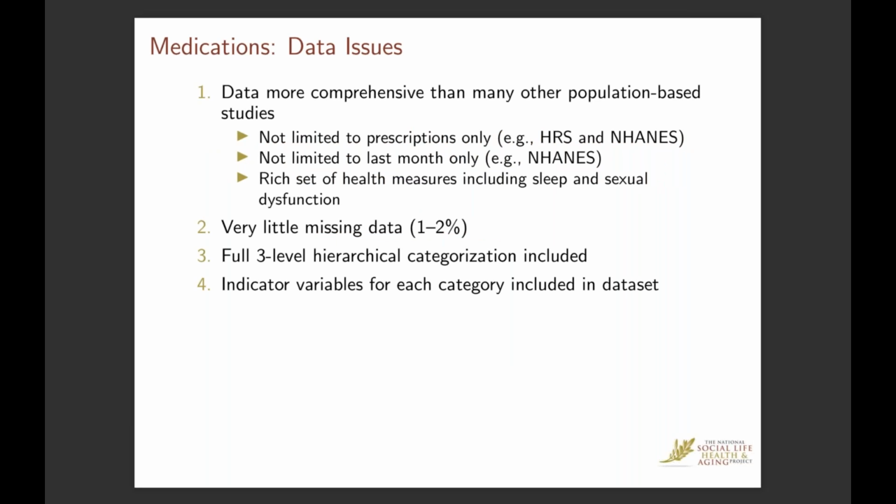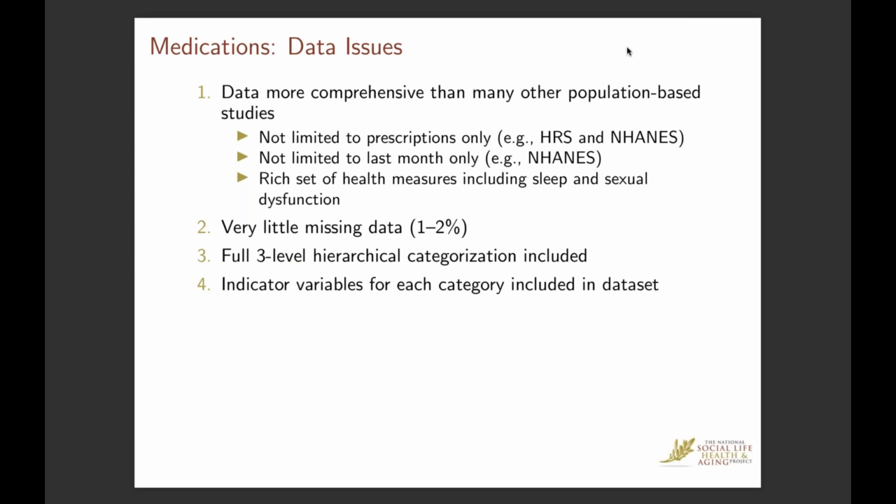So the medications first, as Dima already remarked, the NSHAP medication data are more comprehensive than lots of other population-based studies, being not limited to prescriptions only, like HRS and NHANES are, not limited to the last month, as with NHANES. And then NSHAP, for those of you familiar with the data set, and as you've heard a little bit in the previous webinars, has a really rich set of health measures that go beyond some of those standard ones that are included in other studies, including measures of sleep, as Dima has alluded to, or described here, and measures of sexual dysfunction.